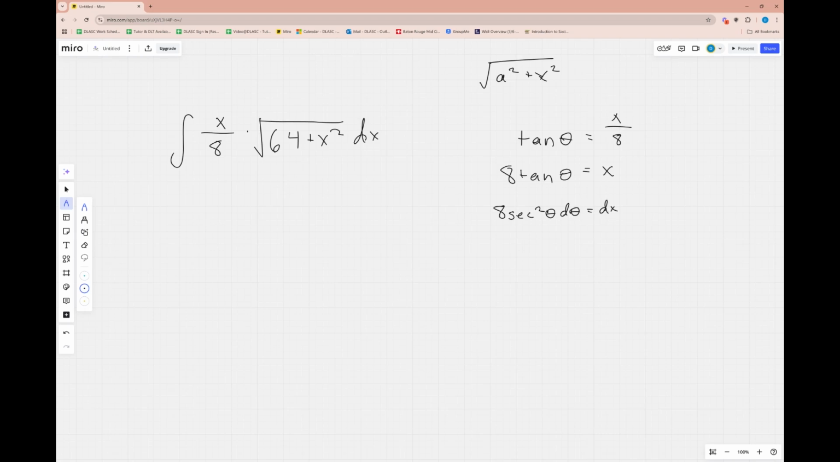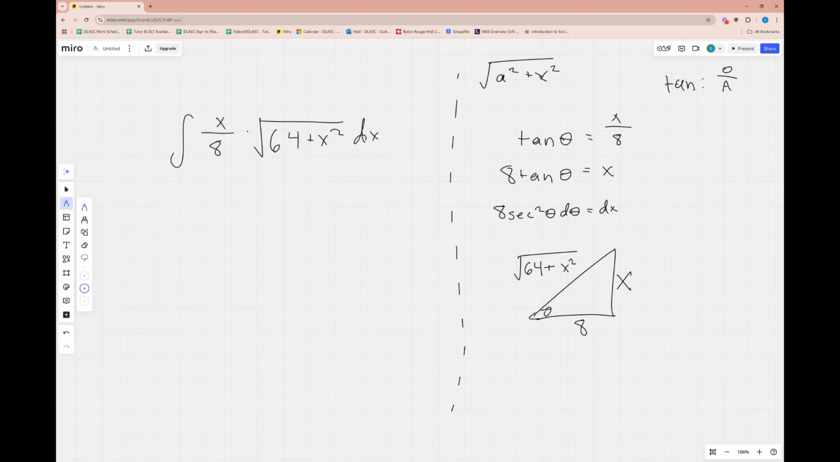Now I'm going to go ahead and draw my triangle. Again, we're dealing with tangent. I know that the x is in the numerator, and I know that tangent is opposite over adjacent. So that means my x is going to be opposite, my 8 is going to be adjacent, and then my radical expression is going to be right here at the hypotenuse. Now, I don't have an expression for the radical expression.